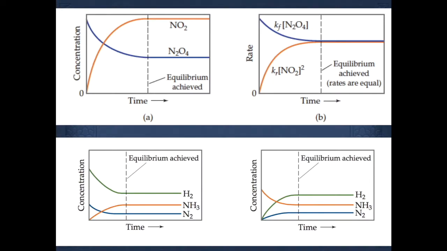For the second graph on the right-hand side, notice I start with what I would consider typically my product, and I start with no reactant, and yet I still reach that same equilibrium. So it doesn't matter what you start with, as long as you provide your reaction with the conditions, a closed system, necessary for equilibrium to be established, equilibrium will be established.